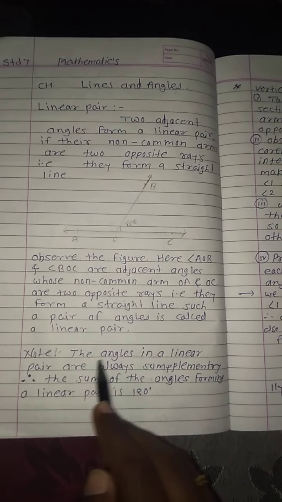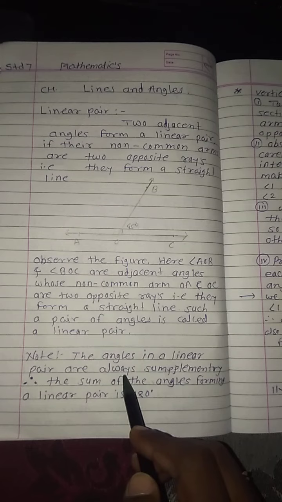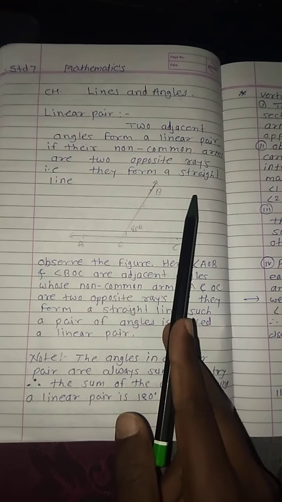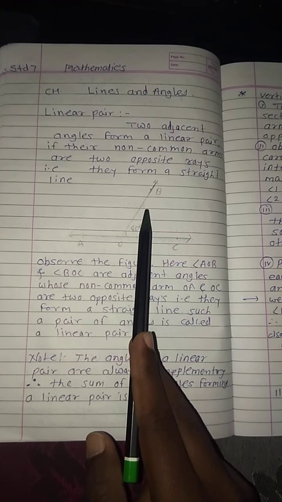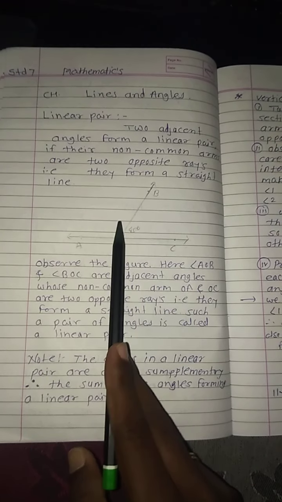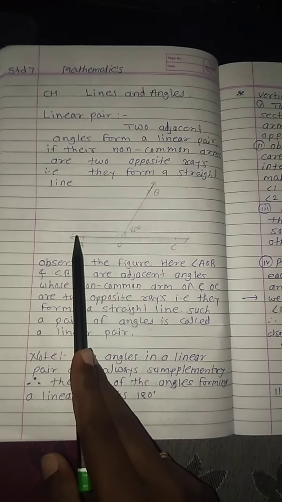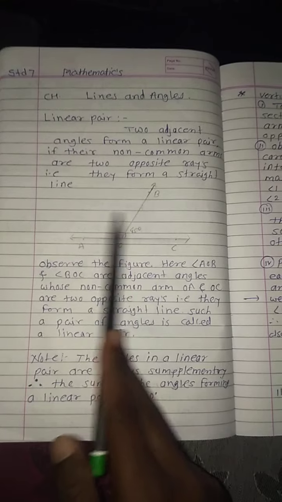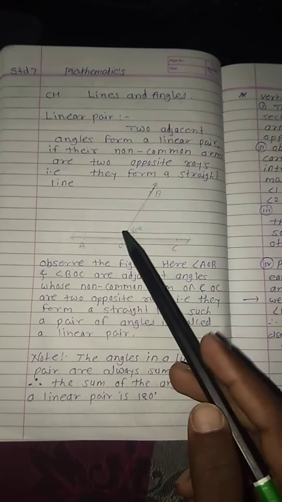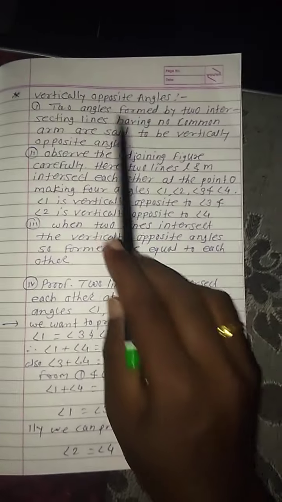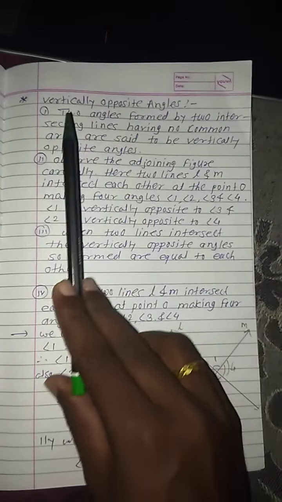Remark or note: the angles in a linear pair are always supplementary, meaning angles whose sum is 180 are called supplementary. You observe this makes a straight line, so this angle plus this angle, both angles added, we get a sum of 180. That is why they are supplementary. I hope you understand. Now we are moving toward the next point, vertically opposite angles.